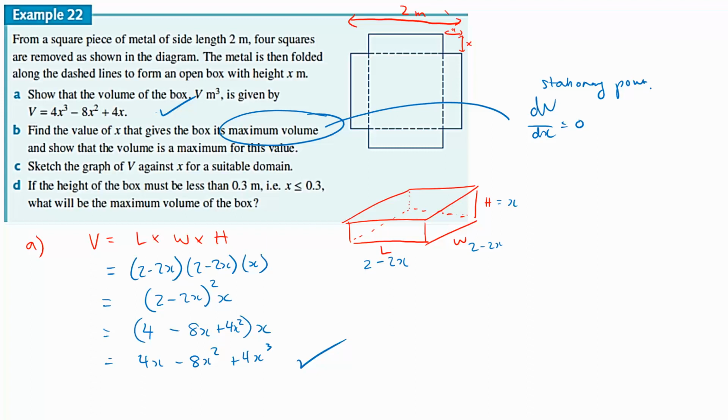So 10C, you found a stationary point, great. But that doesn't mean that that's a maximum. It could be a minimum. Or it could be a point of inflection. We don't know. That is why it says show that the volume is a maximum.